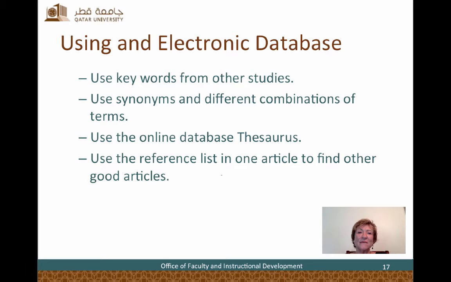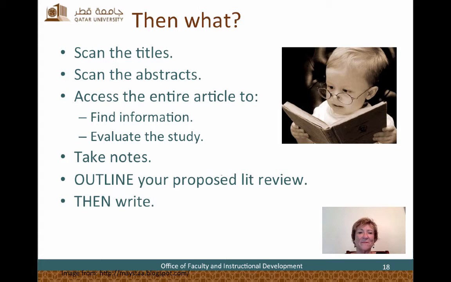Using electronic databases, use keywords from other studies. For example, if you see a study that really has to do with your work, look at what the keywords were, because using those keywords can pull up similar studies. Use synonyms and different combinations of terms. We talked about that, like using American Indians instead of Native Americans. Use the online thesaurus. Look in the reference lists of articles that are helpful to you to find other good articles, and then search them up.